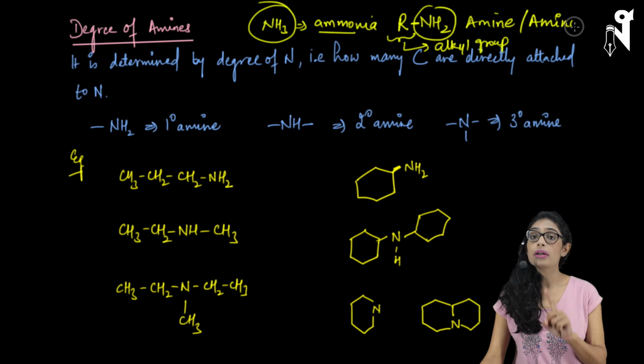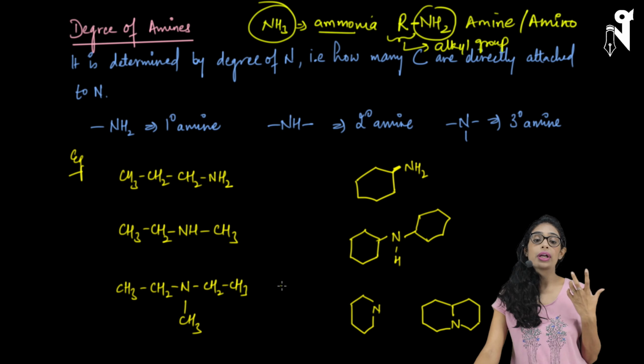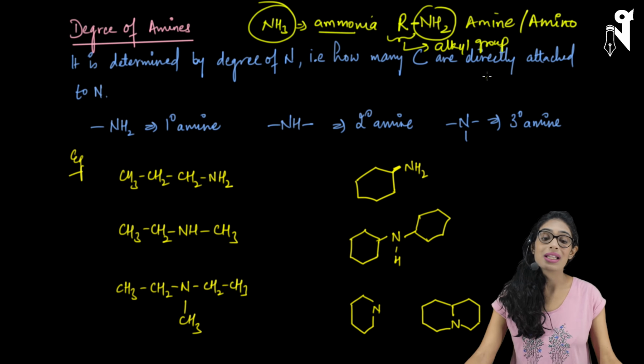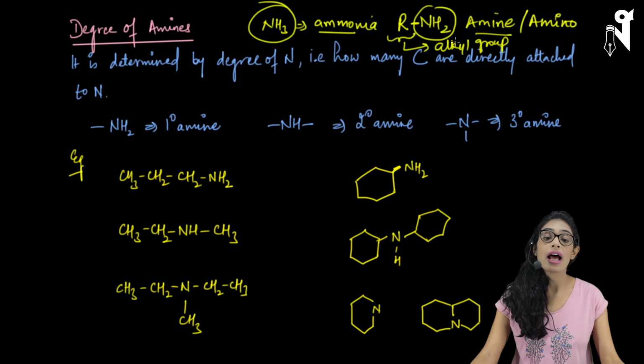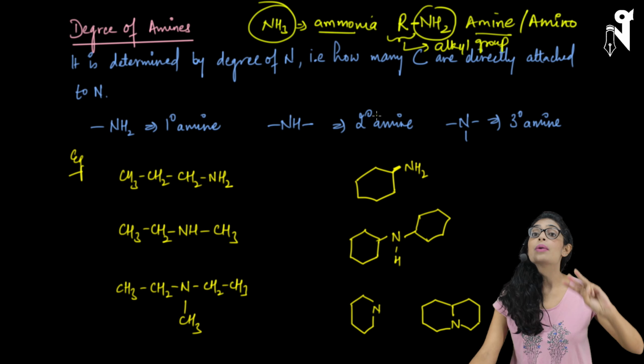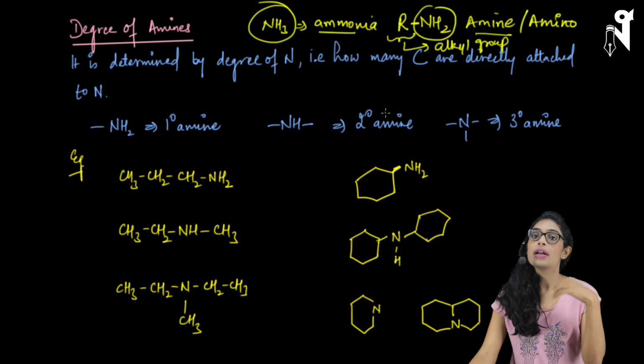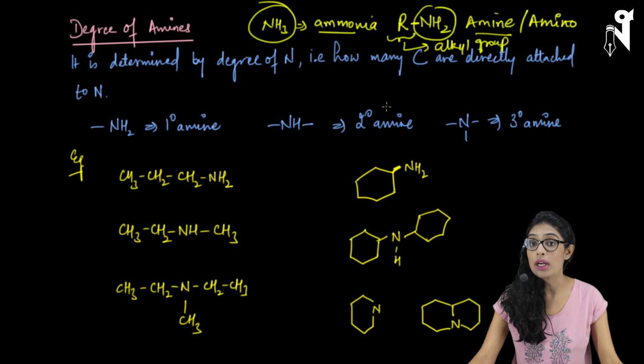Okay, now here where I have shown you that I have replaced one hydrogen with one R group, it is called an amine group, but that's not the only case. You can have multiple replacements also. Basically, there are three replaceable hydrogens. If one hydrogen is replaced with one R, then also it will be called an amine.